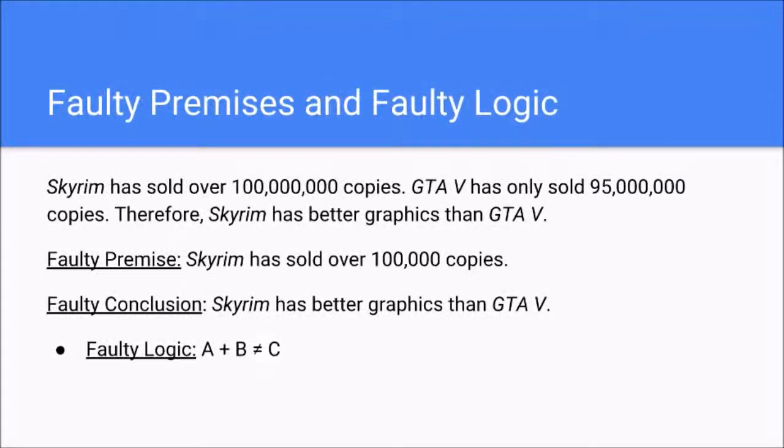There are two main ways in which your arguments can run into problems. First, you might have faulty argumentation due to the fact that one of your premises is incorrect. For example, Skyrim has sold over 100 million copies, GTA 5 has only sold 95 million copies, therefore Skyrim has better graphics than GTA 5.